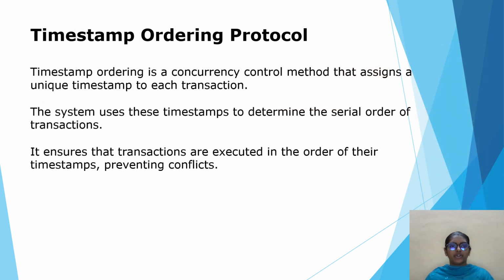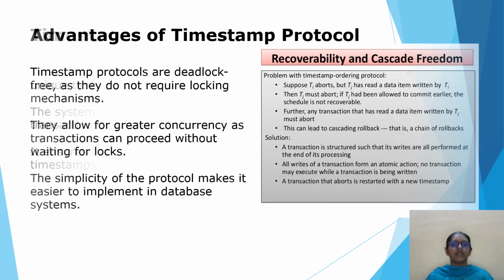Timestamp ordering protocol. Timestamp ordering is a concurrency control method that assigns a unique timestamp to each transaction. The system uses these timestamps to determine the serial order of transactions. It ensures that transactions are executed in the order of their timestamps, preventing conflict.